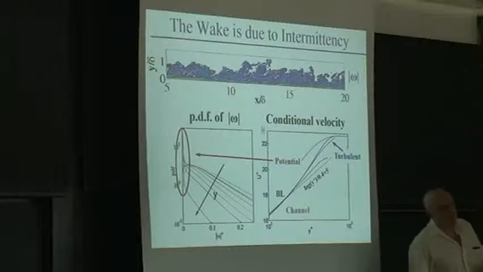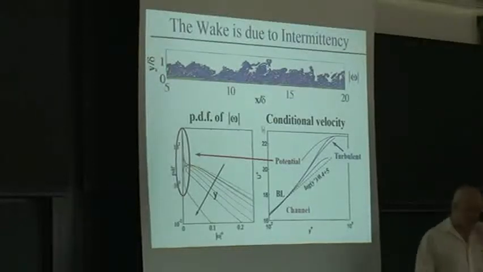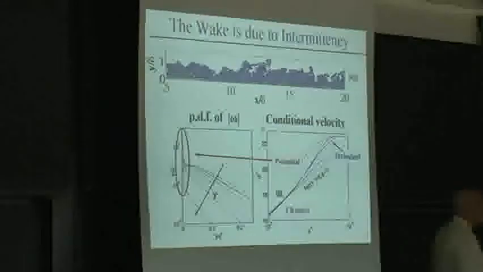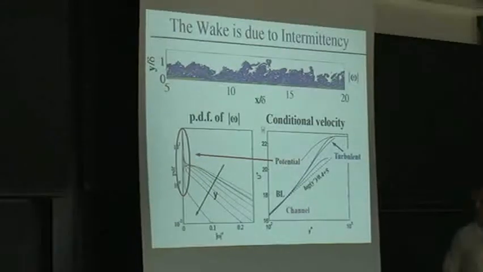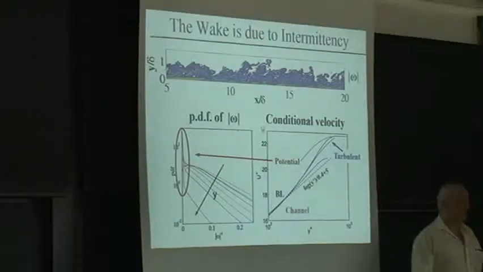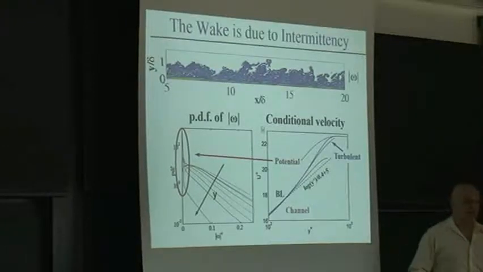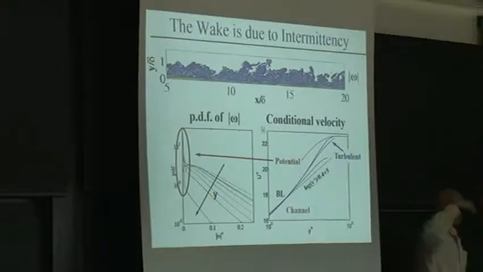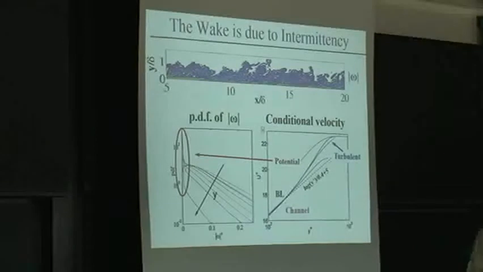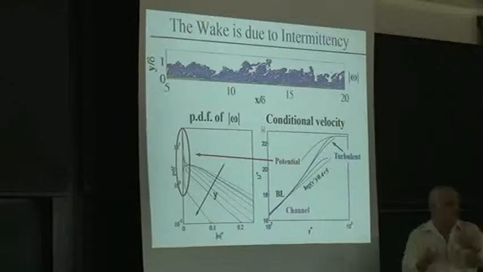And well, now the question is why is there a wake? Okay, why is there a wake? People have been saying that for a long time, but now we can check it. It is there because of intermittency. It is there because you have this entrainment of irrotational fluid into the edge of the layer that is not there in channels. In channels, everything is turbulent.